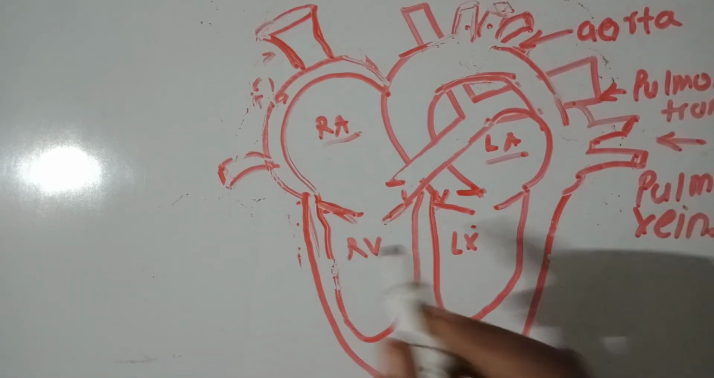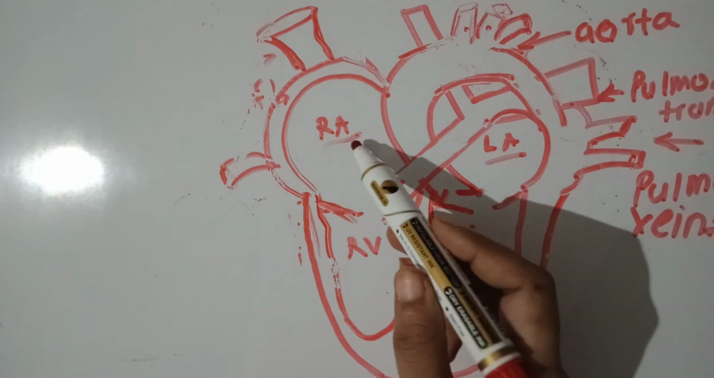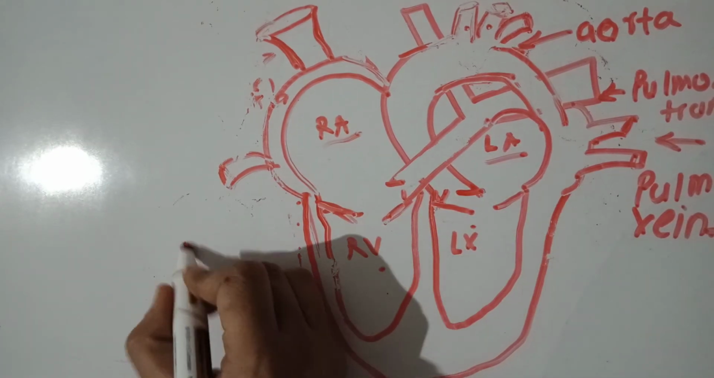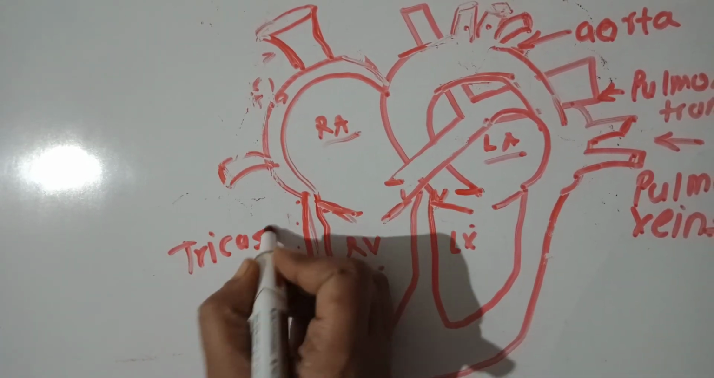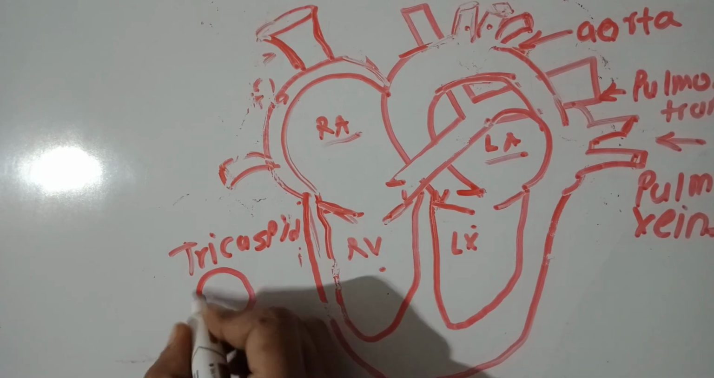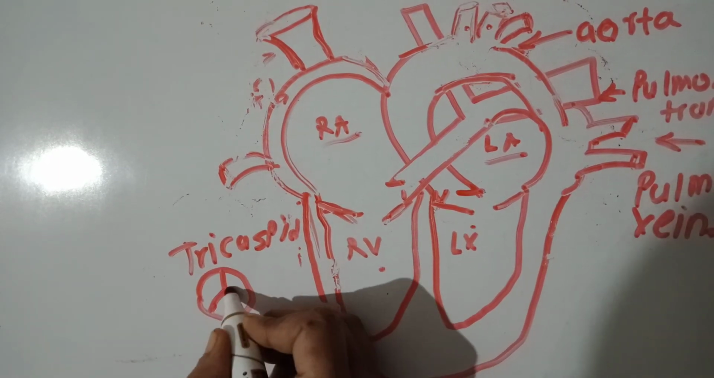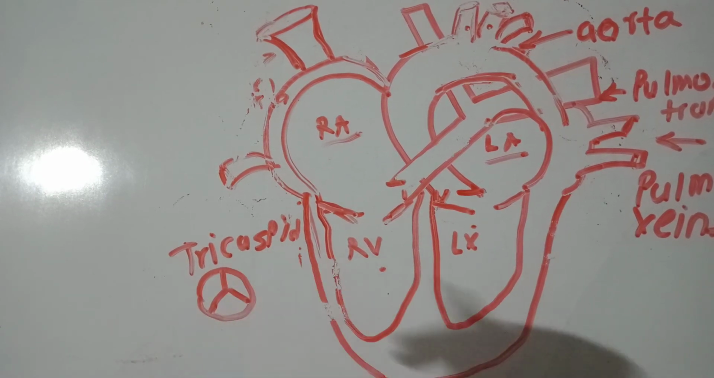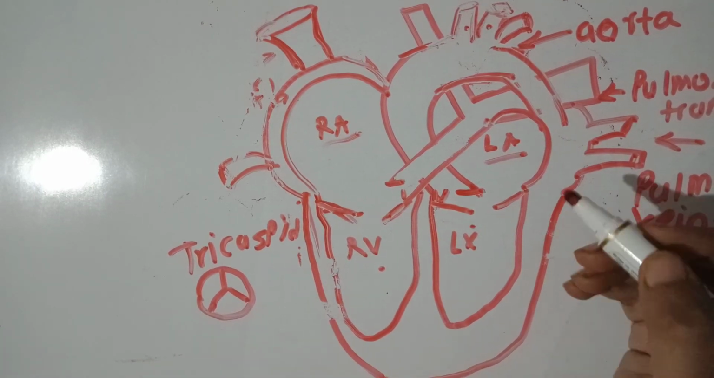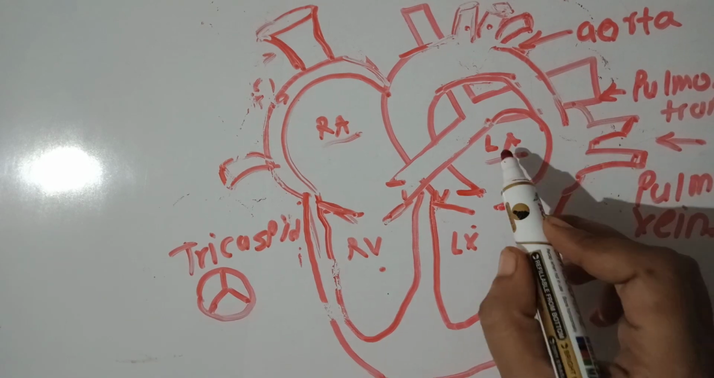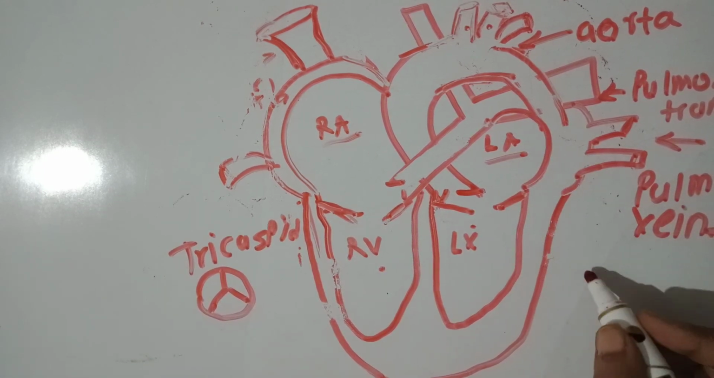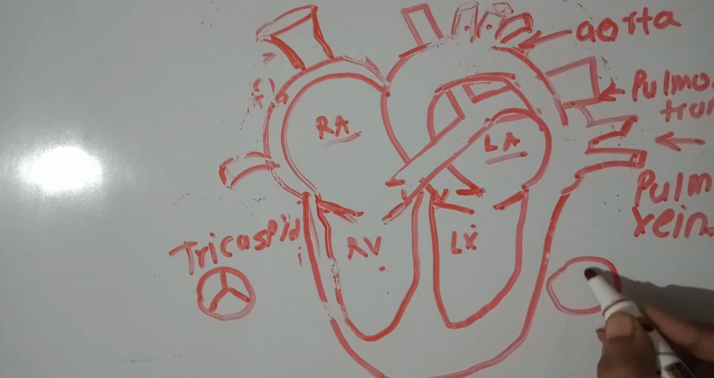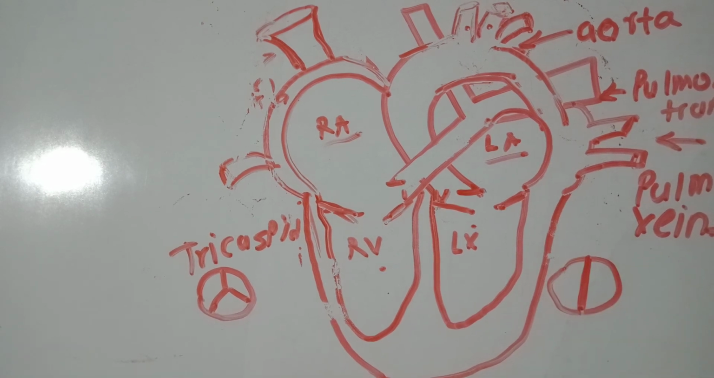The wall that is present between the right atrium and the right ventricle is called the tricuspid wall. Why is it called the tricuspid wall? If you see the structure, this wall has three flaps, so that's why it is called the tricuspid wall. And the wall that is present between the left atrium and the left ventricle is called the bicuspid wall, because it contains two flaps only.